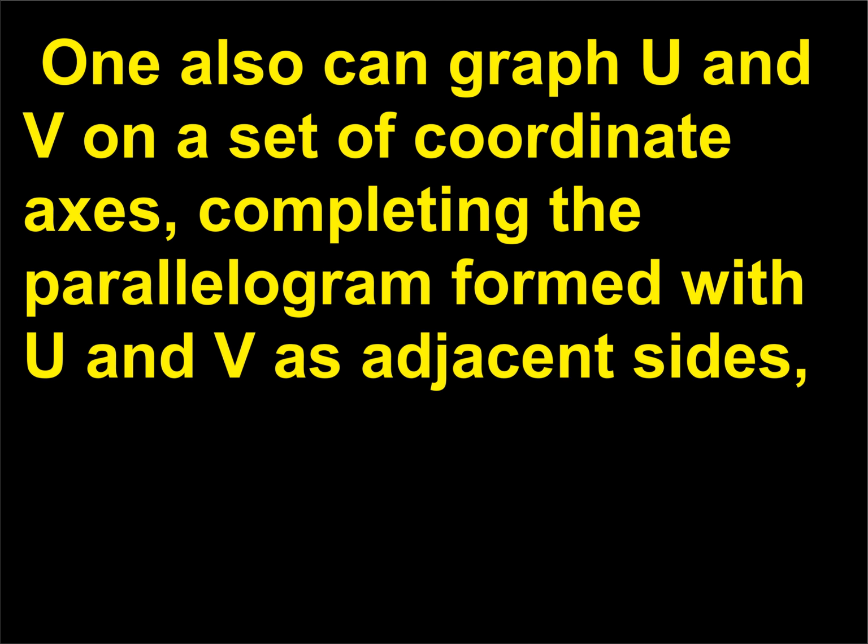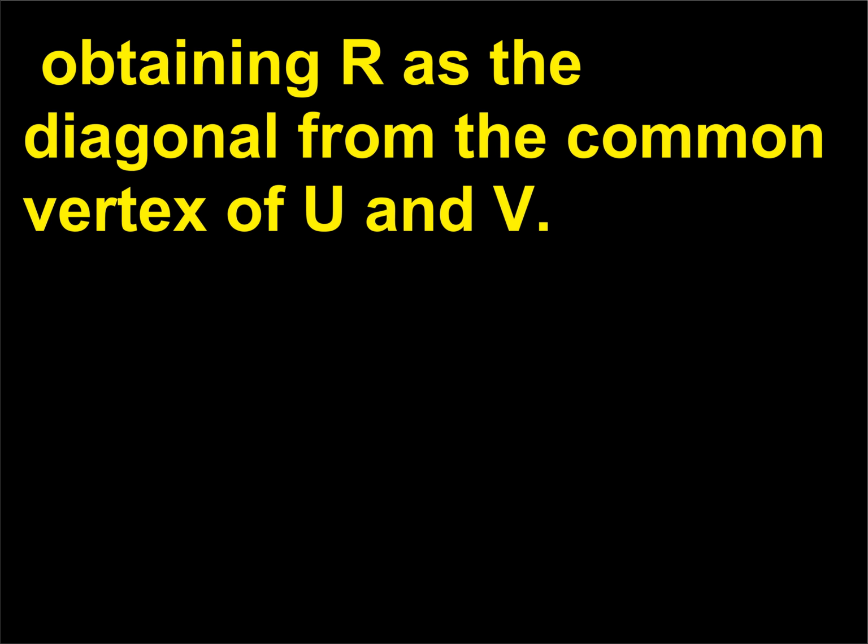One also can graph u and v on a set of coordinate axes, completing the parallelogram formed with u and v as adjacent sides, obtaining r as the diagonal from the common vertex of u and v.